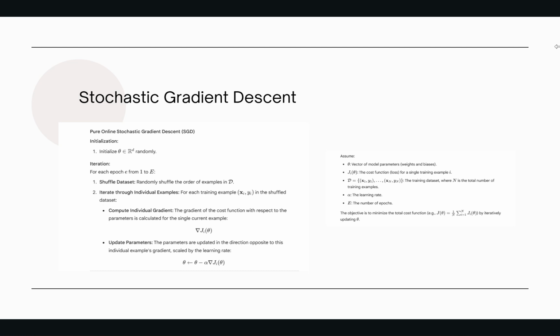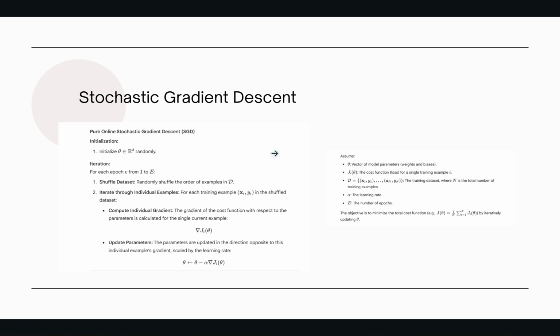About the algorithm behind stochastic gradient descent, let us first initialize all our parameters randomly. So parameters are given by theta. Then we're going to iterate through epochs, and at the start of each epoch, we're going to randomly shuffle all the examples in the dataset.